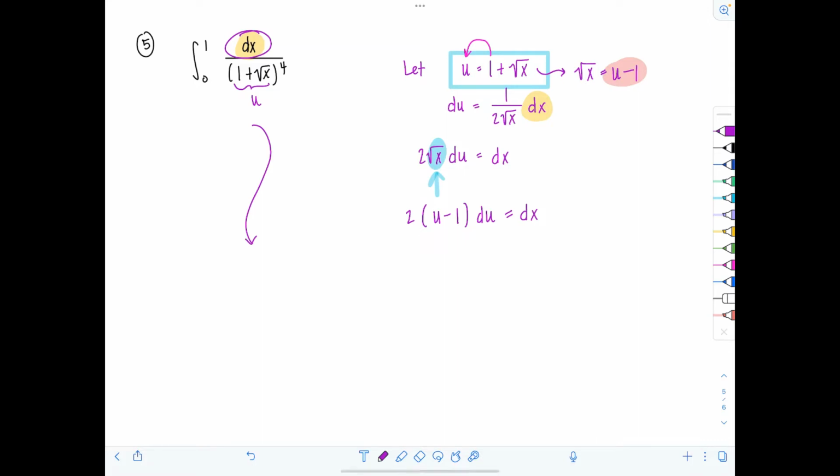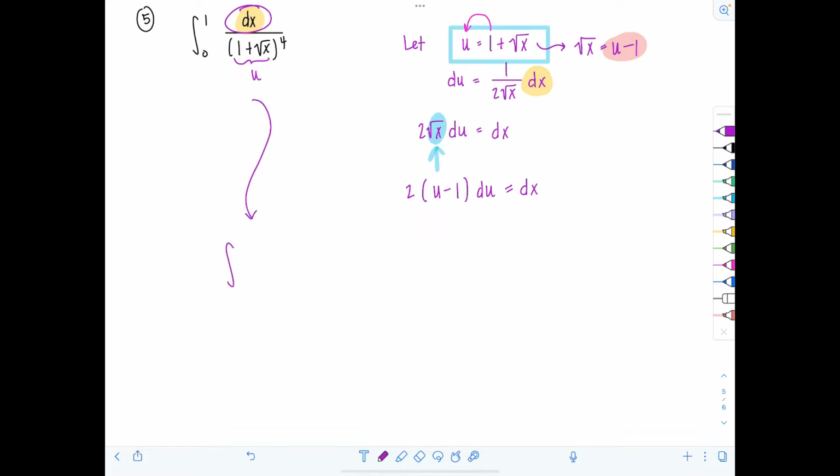So here we go. We've got the integral. Instead of dx, we have 2 (u minus 1) du over, what's in the denominator? This is all just u to the 4th. Beautiful. Okay, take a step back. Marinate on it for a second.